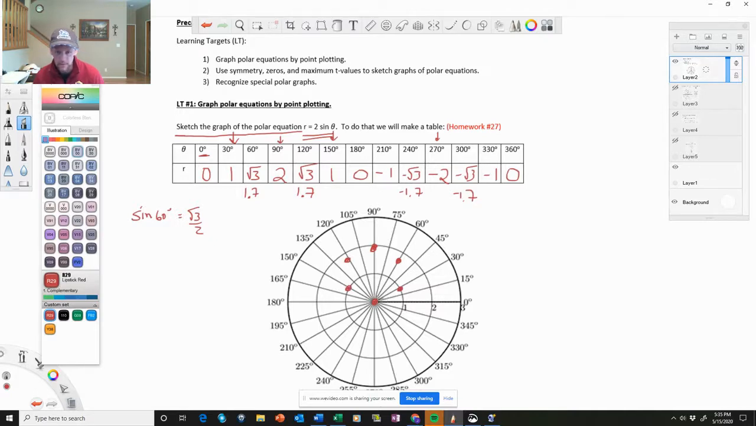What we actually have here, and if we had more points, you could see it even better, is a circle. That's all it is. This is making a circle so far. And let's see what will happen as we keep on going. But so far we got a circle.